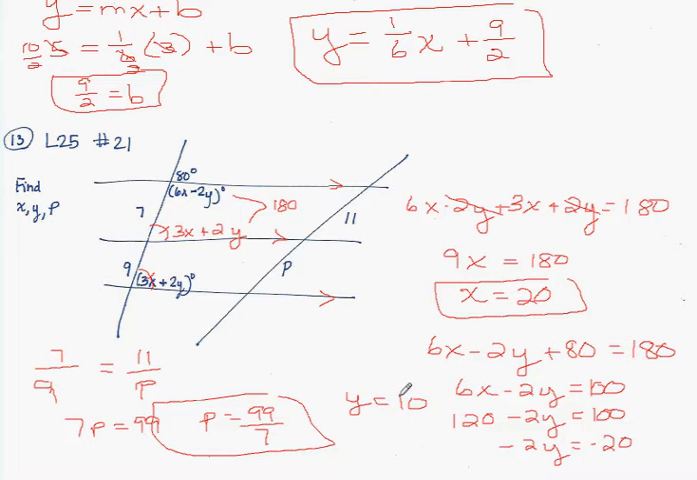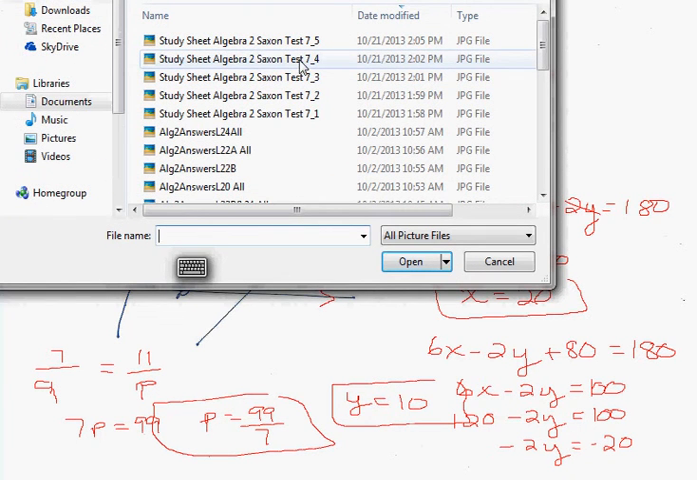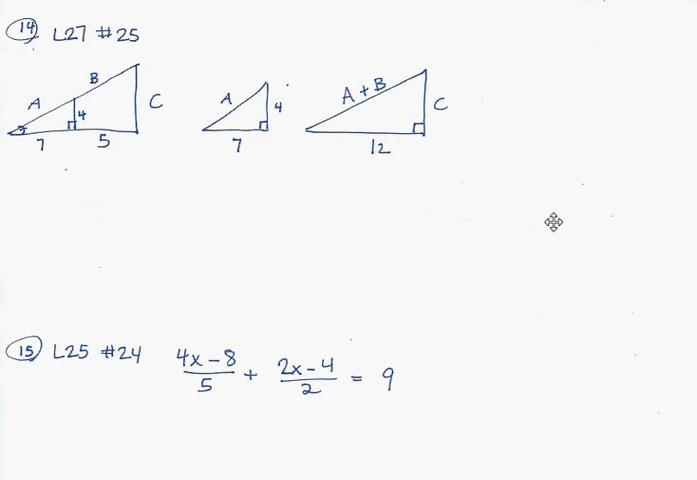And I think that's right. We also know that 3x plus 2y equals 80 because they're corresponding angles. So if we put it in there, 3 times 20 would be 60, plus 2 times 10 would be 20, and 60 plus 20 does in fact equal 80. Okay, next sheet. Told you these were long. We'll still have to do 8 and 9 yet. Okay, number 14.